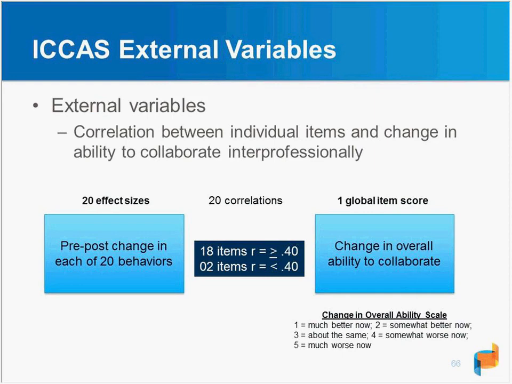Then we correlated each of the 20 original ICAS items with this global score. More specifically, we correlated the mean effect sizes for each of the 20 items and the mean global item score. And for 18 of 20 items, the correlations were above 0.440, a threshold we discussed earlier, and that was a positive finding.